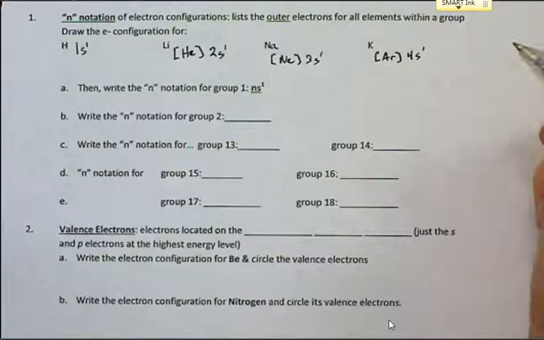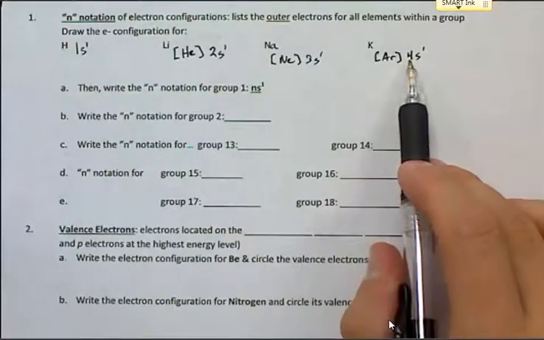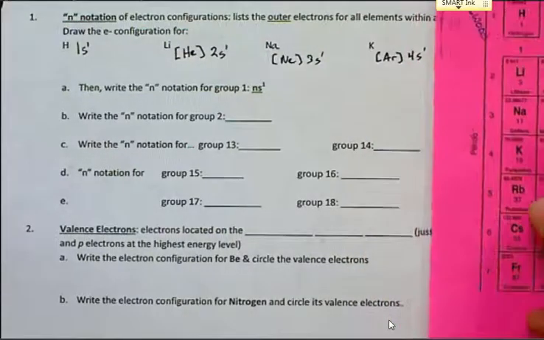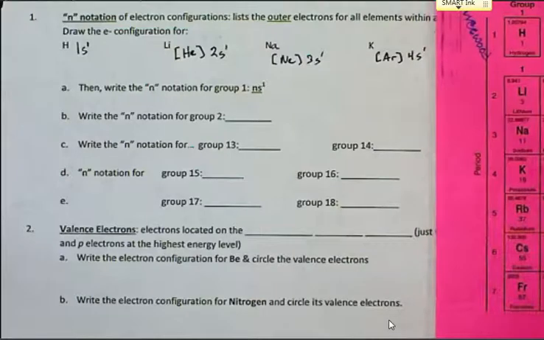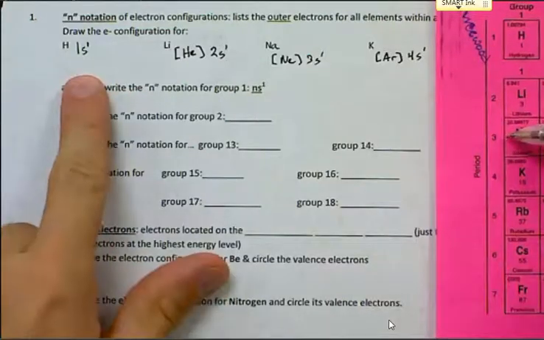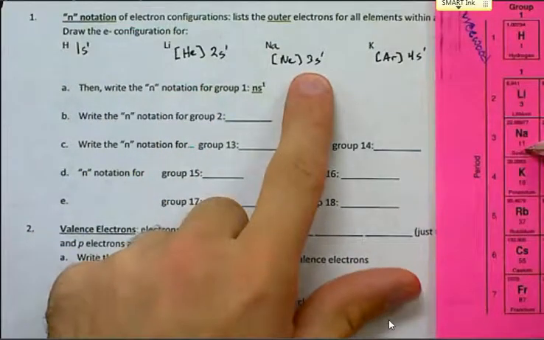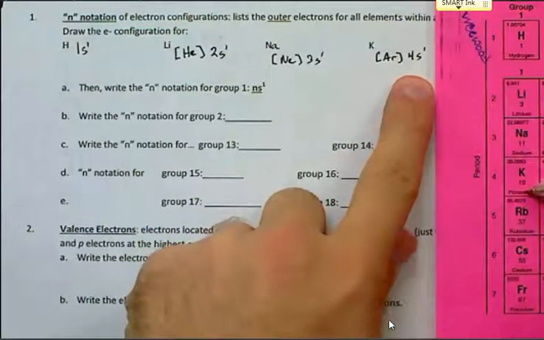Now, what do we notice? Every single one of these ends in s1. Let's see if there's any pattern to the numbers. We take a look at just the far left column of our periodic table here. We see hydrogen is in the first period, and it ends in 1s1. Lithium is in the second period, and it ends in 2s1. Sodium is in the third period, it ends in 3s1. Potassium is in the fourth period, and it ends in 4s1.